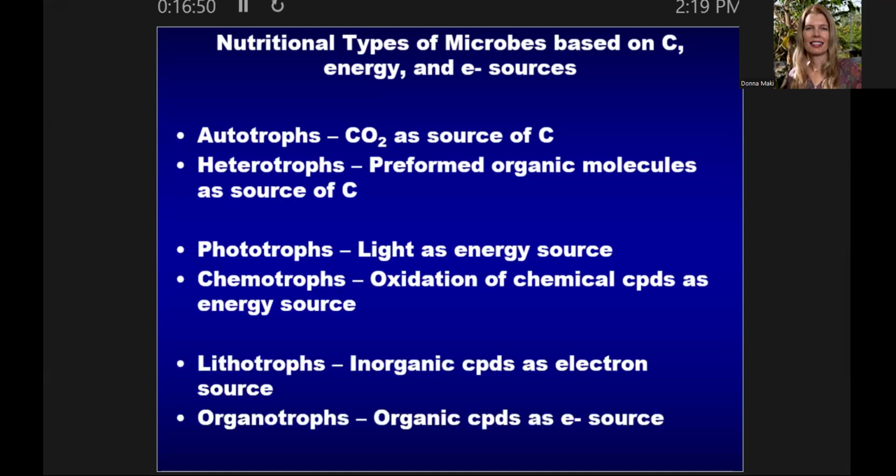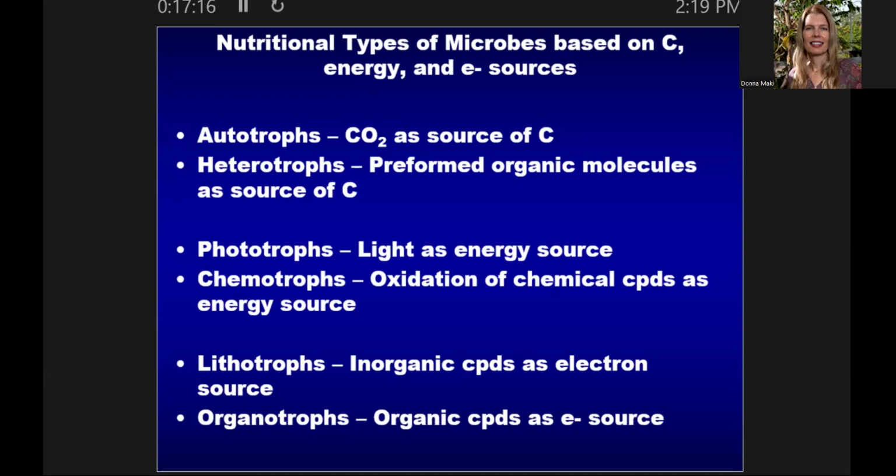And then the other pair is lithotroph or organotroph. So that's the electron idea. What's their source of electrons? It's either going to be inorganic or organic. Those are your options here on Earth. Lithotroph is an inorganic electron source. And we're organotrophs. We have to use some kind of organic material as a source of electrons.